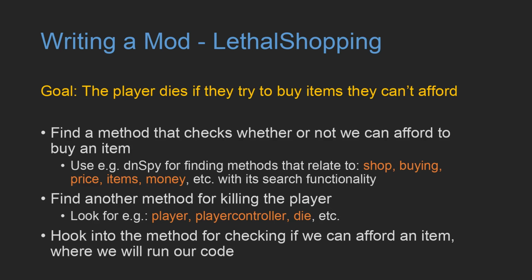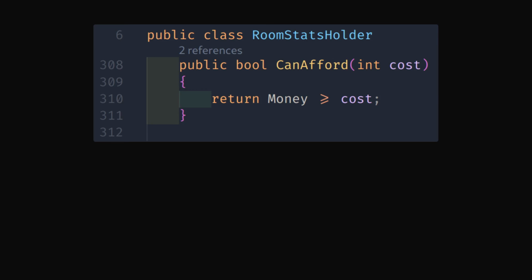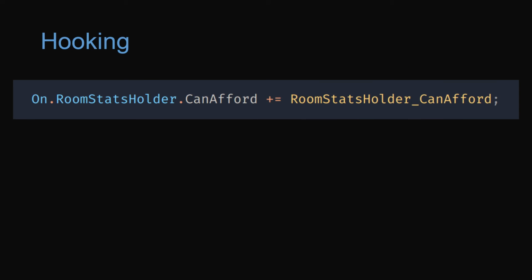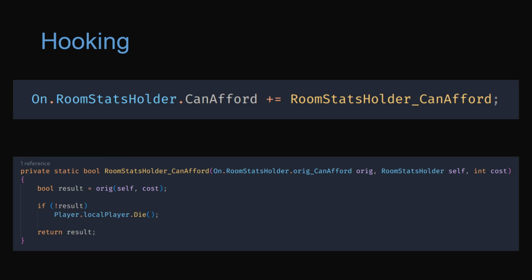Since this is not a reading game code tutorial, here's the method I found that checks if the player can afford to buy an item. And here, in the Player class, we have a method that will kill the player, and since it is not a static method, we will call it with the static player instance named localPlayer. So, we'll hook into the CanAfford method of RoomStatsHolder, like so. And then we write our patch method.